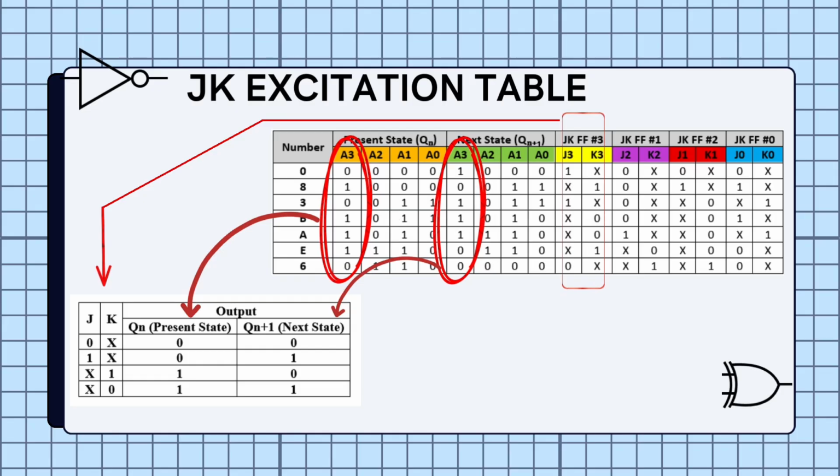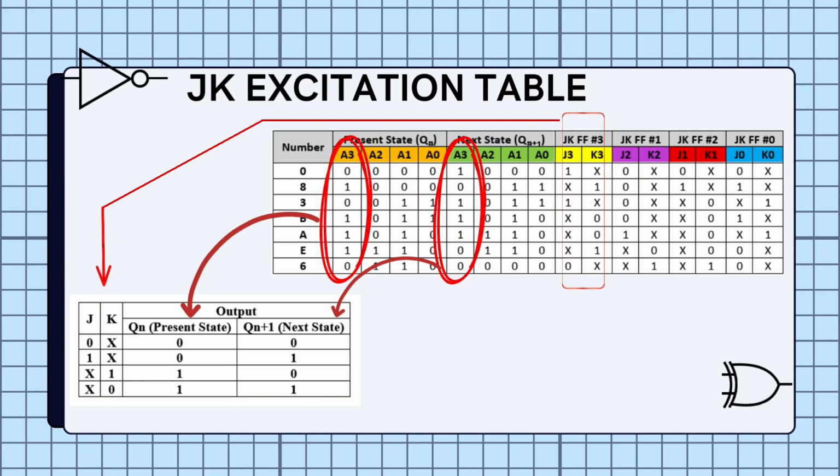For example, in the first row, the counter goes from 1000 to 0000 in binary. A3 goes from 1 to 0, J3 equals X and K3 equals 1. A2 goes from 0 to 0, J2 equals 0, K2 equals don't care.